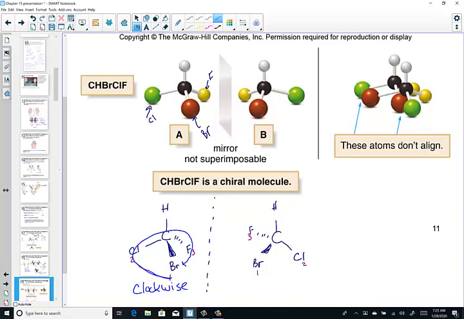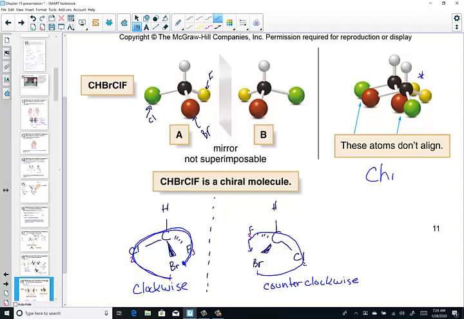Leading from bromine to chlorine to fluorine gives me a clockwise spin. Bromine to chlorine to fluorine in this next mirror image is giving me a counterclockwise spin. They're spinning in opposite directions. Therefore, they are not attached in the same spatial arrangement. No matter how I twist and turn molecule A and B, they are not superimposable. They do not line up.